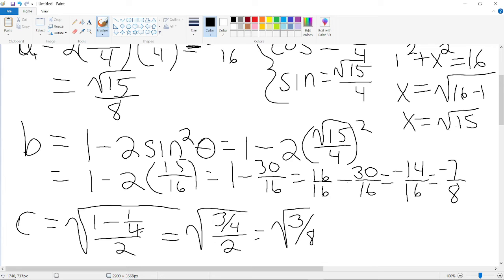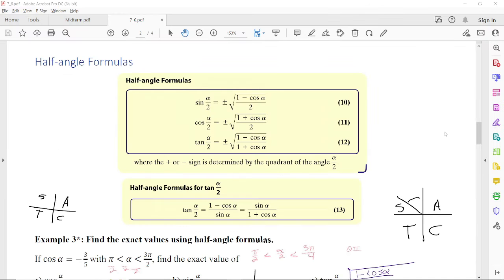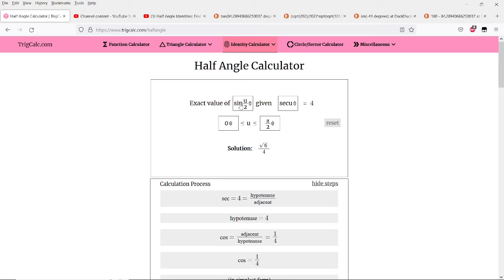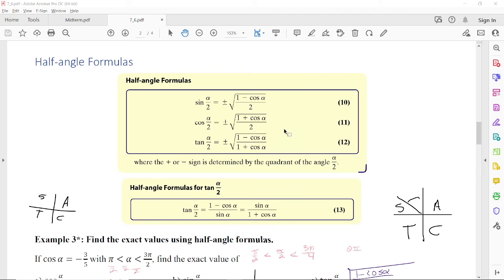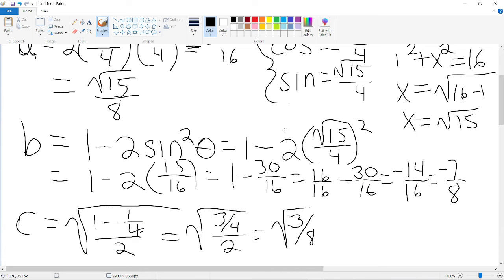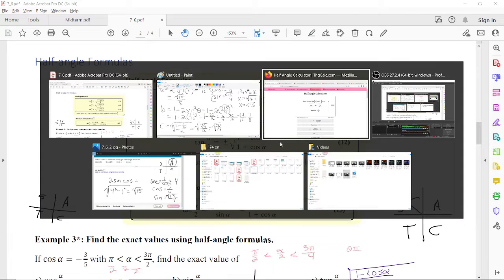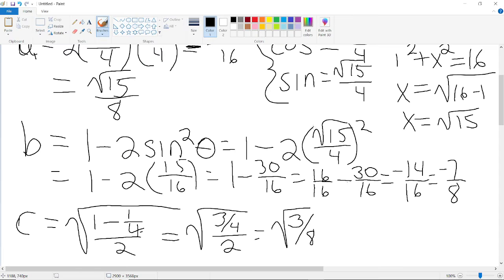I've gone somewhere wrong here. And their number, did I do it wrong here? Sine of u over 2 given secant u equals 4 in the first quadrant. They got square root of 6 over 4. I got square root of 3 over square root of 8. Oh, they rationalized the denominator.